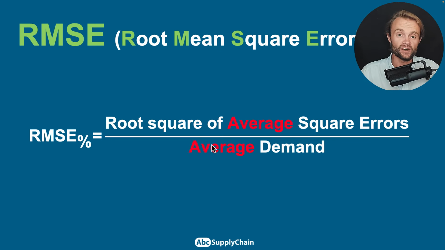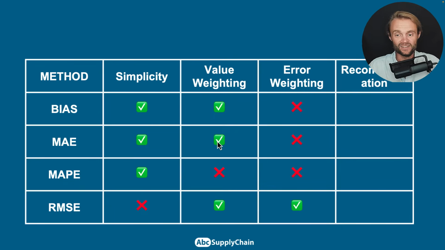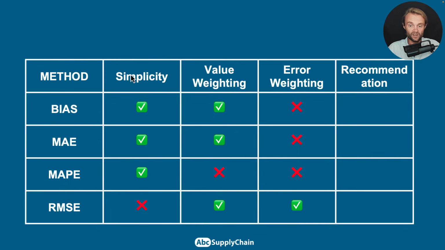So conclusion, RMSE is for data science and machine learning. This is one of the codes I was using to calculate the forecast of Apple revenue. But at the end, what is important? Simplicity, value weighting, and error rating. Simplicity, the first three are very simple. The last one is not.